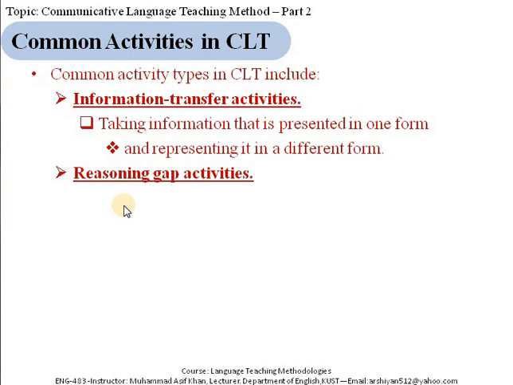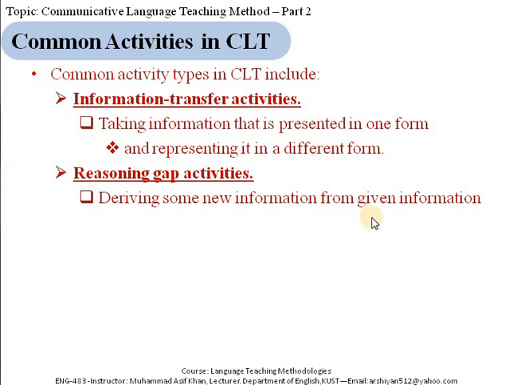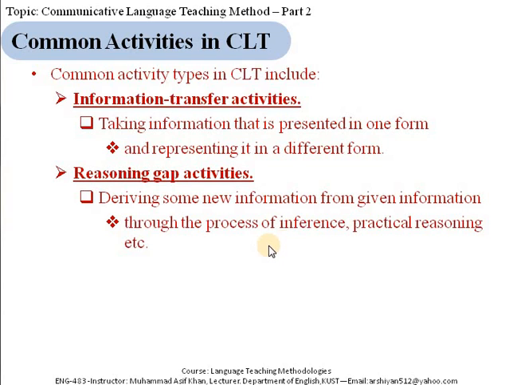After information transfer, we have another activity, reasoning gap activities, in which new information is derived from the given information through the process of inference or practical reasoning. For example, working out a teacher's timetable on the basis of the given class timetables is one activity where the student reasons, and in this reasoning they infer and fill the gaps that are there in the activity.